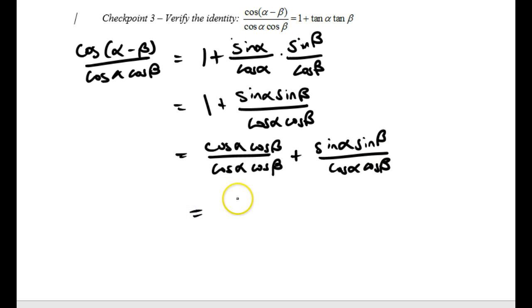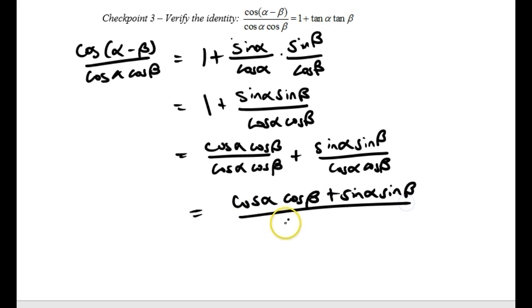Now, I've got a common denominator, I can put them together, and I've got cos α cos β plus sin α sin β. So notice all I've done now is done my same tips and tricks that I've always done, which is change tangents into sines and cosines and make common denominators. Now I see this big ugly mess over here on the right, but on the left I've got the same denominator over cos α cos β. So that's awesome.